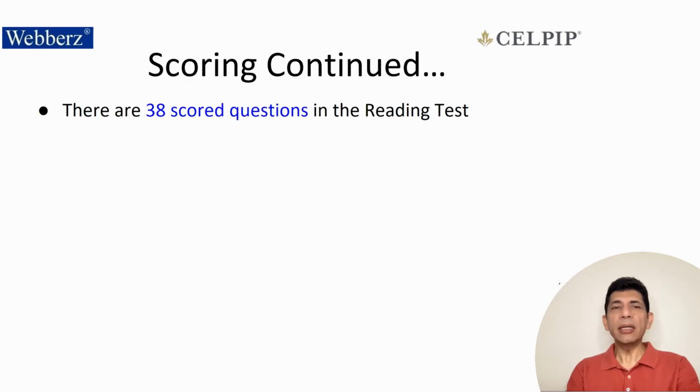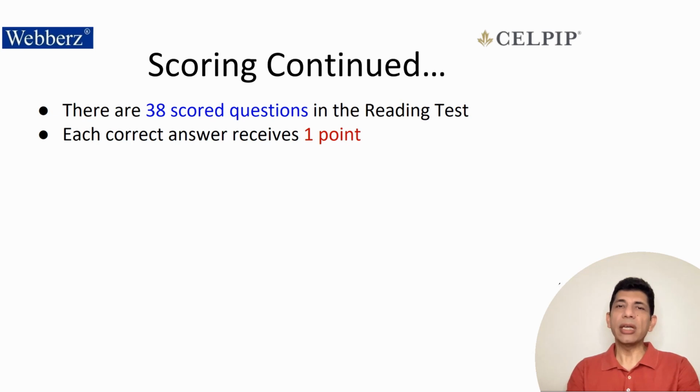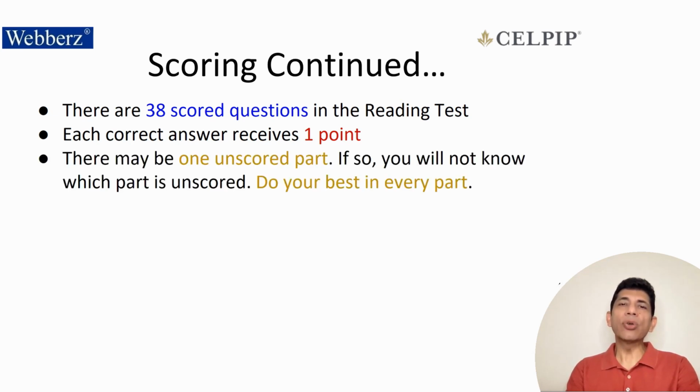Now, let's talk about scoring in a bit more detail. There are 38 scored questions in the reading test. Every question is for 1 point. There may be one unscored part. So if that unscored part comes to you, you will never come to know which one is that. You should always try to do your best in every part.